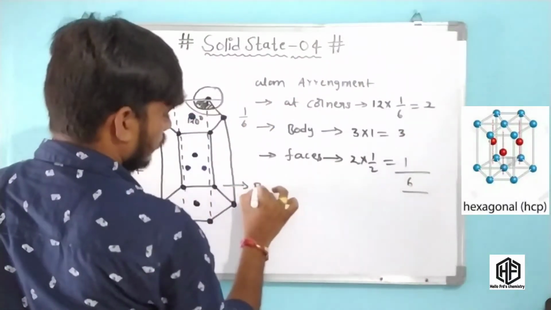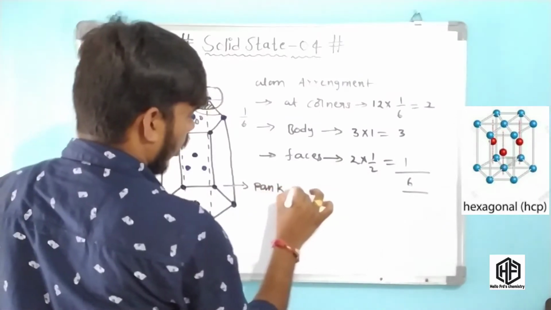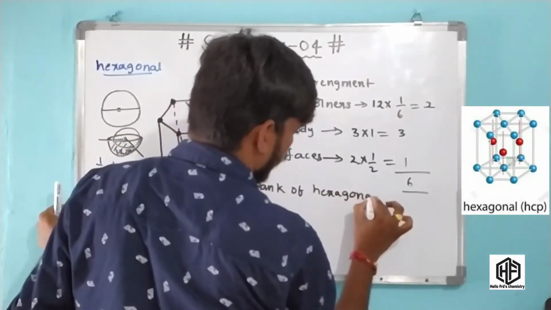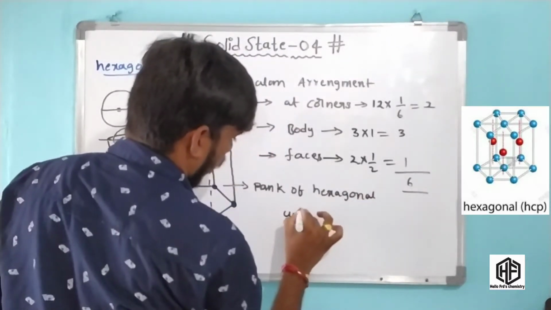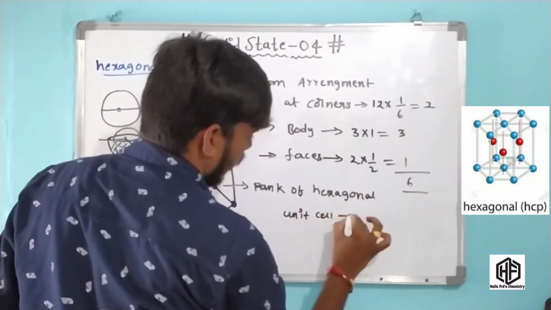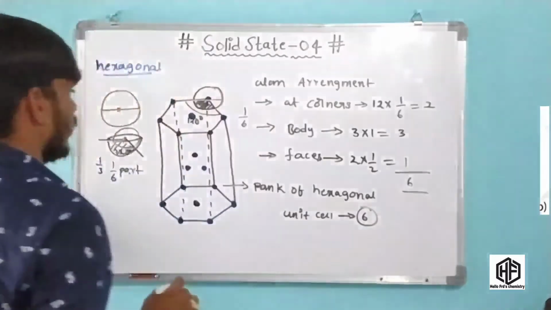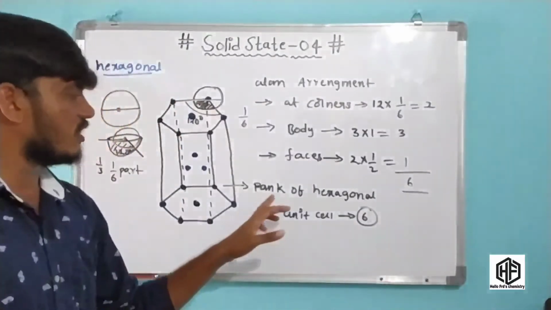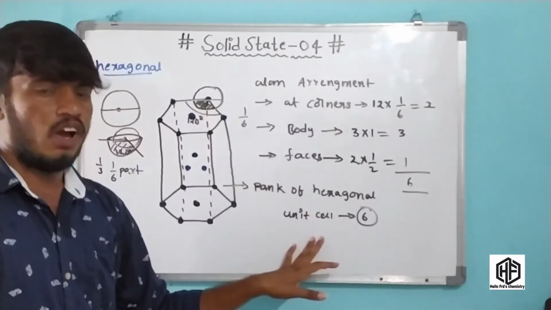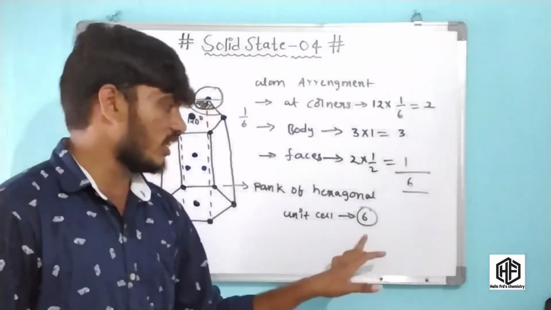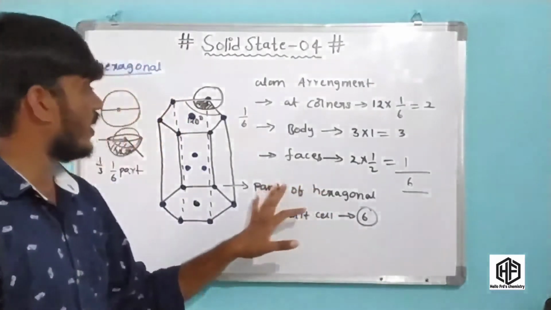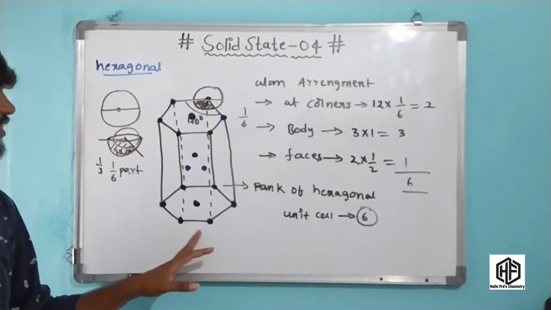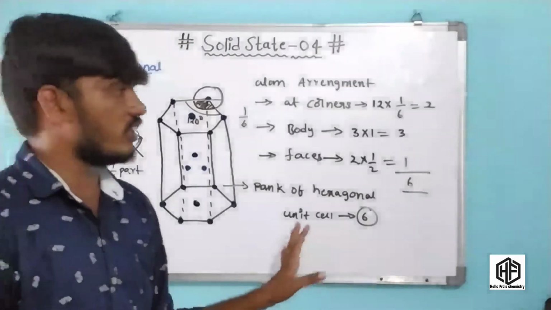Rank of the hexagonal unit cell is 6. This is very important friends. In many competitive exams, the question asked is, what is the rank of the hexagonal unit cell, okay friends. Rank of the hexagonal unit cell is 6, okay friends. This is very important friends. This is the representation of the hexagonal unit cell, okay friends. This is clear friends.